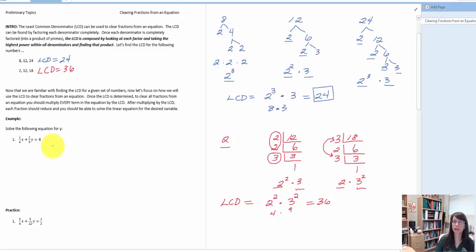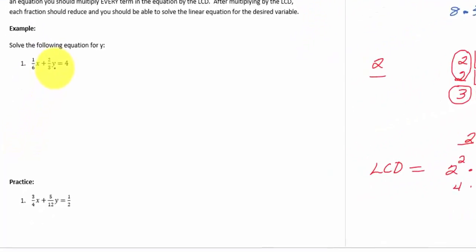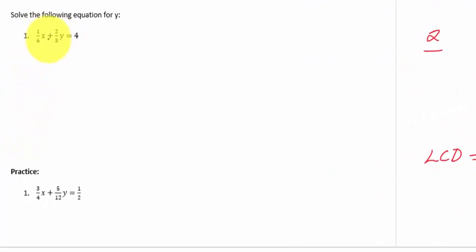So now we can see how we can use this technique of creating an LCD to clear fractions from an equation or from a formula. So we have the problem 1/6 x plus 2/3 y is equal to 4. We notice we have fractions. One denominator is 6, the other denominator is 3. 3 already is a prime number, so all we need to do is break down 6 into prime factors. That would become 2 times 3.